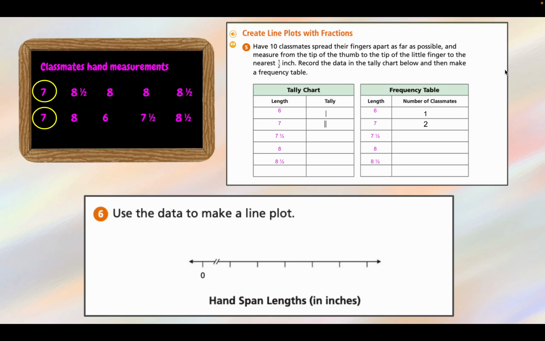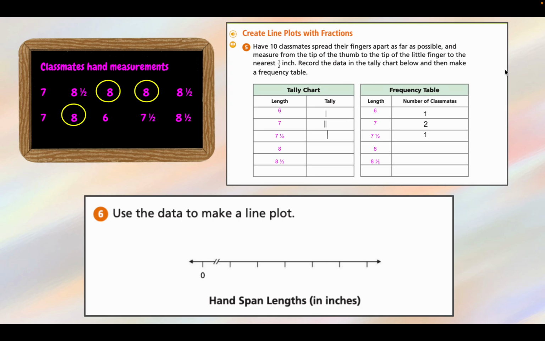Remember, the tally chart and the frequency table are the same thing. It's just a different way to show the information. One's tallies, one's a number. All right, 7.5 only comes up 1 time, so I have 1 tally and then the number 1 in my frequency table. And then you're going to continue.